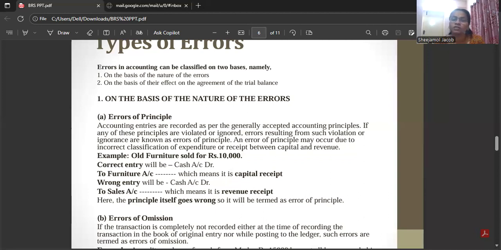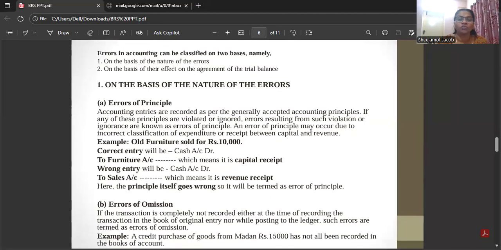For example, if we are selling an old furniture for rupees 10,000, the correct entry is cash account debited to furniture account. But instead of that, they are posting cash account debited to sales account. That is a wrong entry. So that is an example of error of principle.